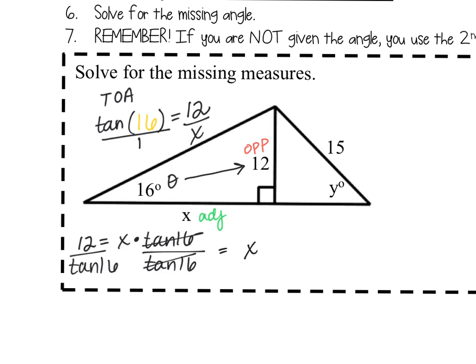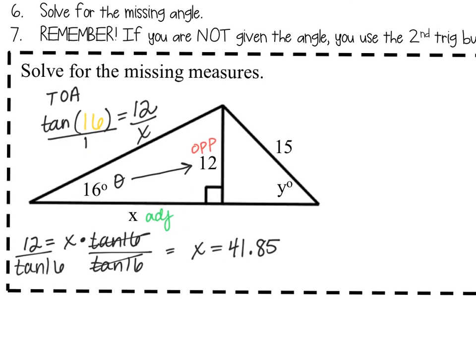I'm going to type that in the calculator. So x is equal to 12 divided by tangent of 16, and I get 41.85. So that'll be the length of the adjacent side.